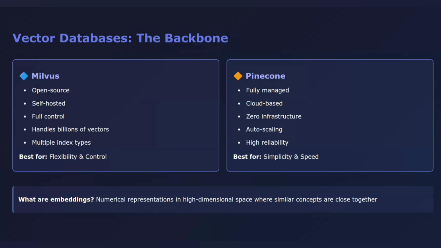It's perfect for getting started quickly and for production systems where reliability matters. Milvus gives you flexibility and control. Pinecone gives you simplicity and managed reliability. Both are excellent choices for RAG systems.